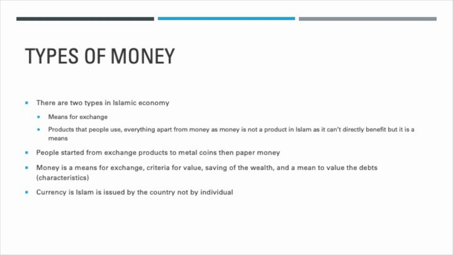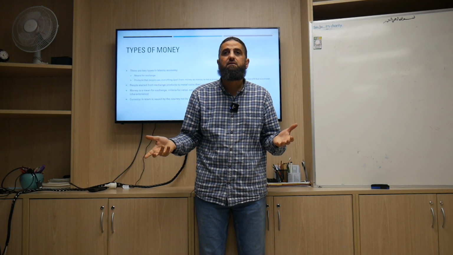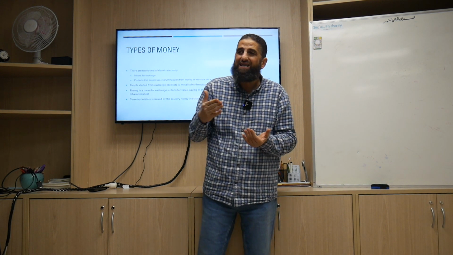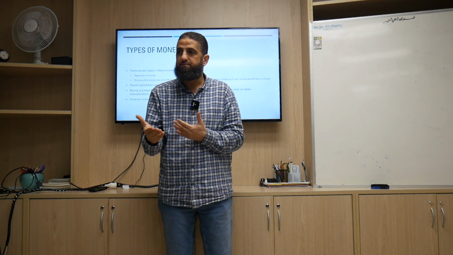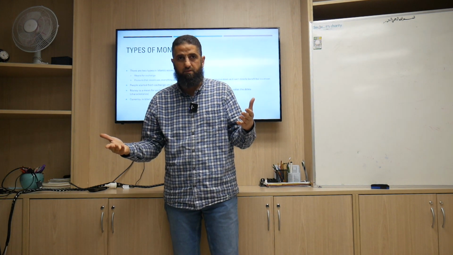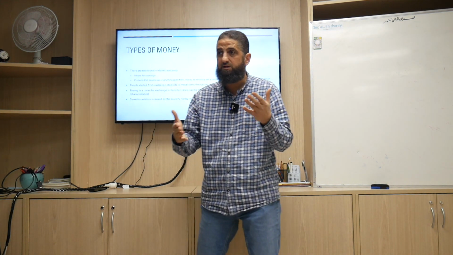So the camera, the chair is a product. The money is the money. Okay? Money is not a product in Islam, as it can't directly benefit, but is a means. How does that mean? I cannot wear the money. I cannot ride the money. So money in itself is not a product, but money is a means. And then we have products. So we need to differentiate between these two.